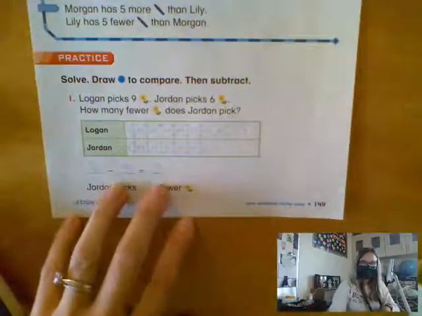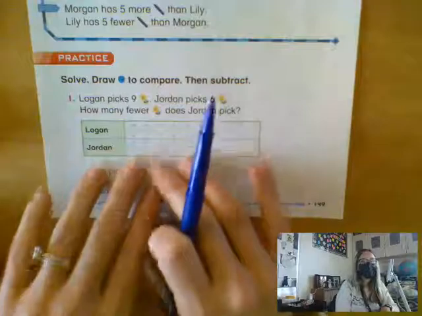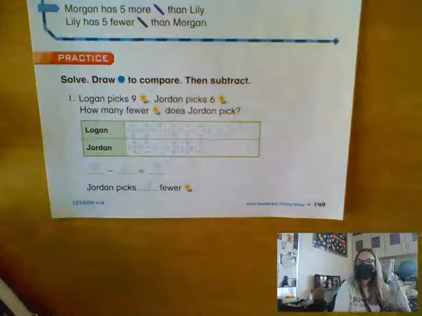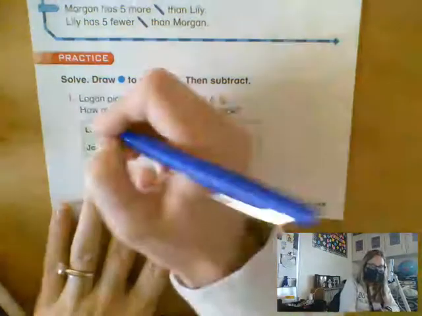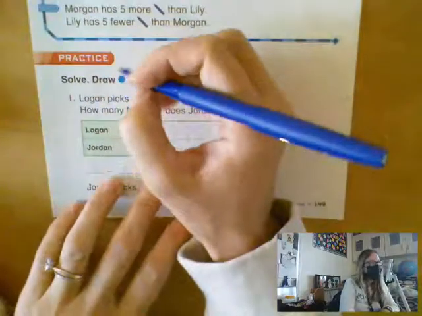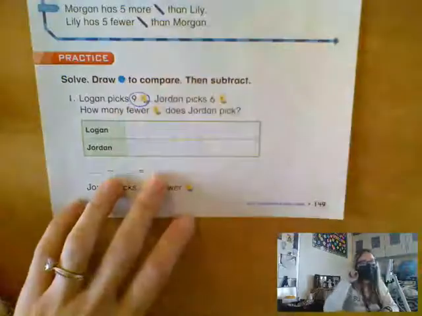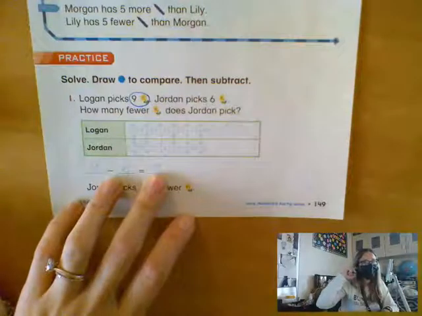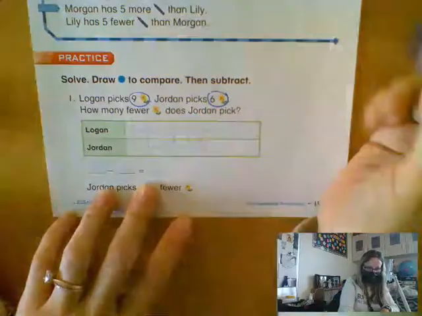okay? So let's go down now to the practice area. And for the first couple of these, they've kind of drawn it for us to trace to get us used to it, and then we'll be doing some on our own. So we're going to be drawing circles to compare. It says Logan picks 9 daisies. That's Landon's brother, so circle 9 daisies. And Jordan picks 6 daisies, so circle 6 daisies.